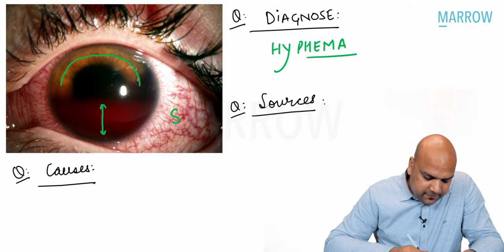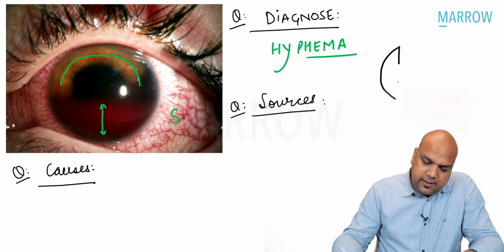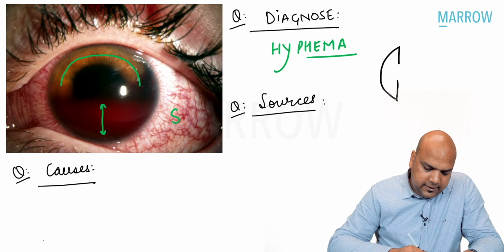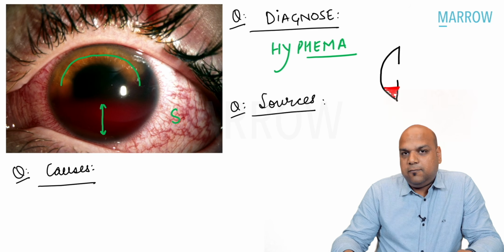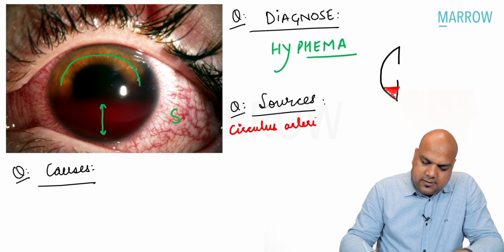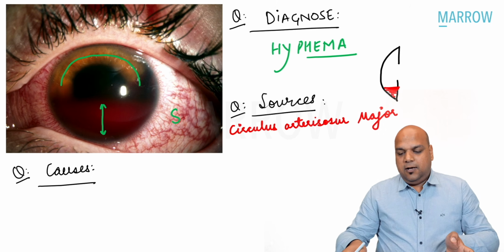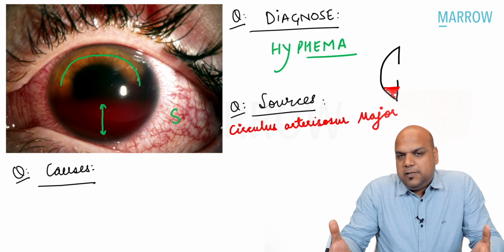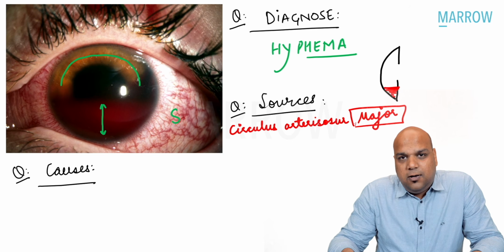What is the source of bleeding? Very simple question. This is my cornea, this is my iris. Now the blood has collected in the anterior chamber. That means the blood has either come from the cornea or from the iris. Where has it come from? Iris. So yes, the source of bleeding is circulus arteriosus major, or the major iridal circle, or the major circle of arteries of the iris. There are two blood vessels, major and minor, and that is what they're trying to ask you, just the major part here. There is no big deal here.